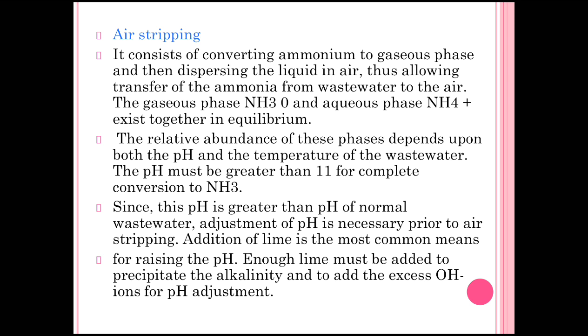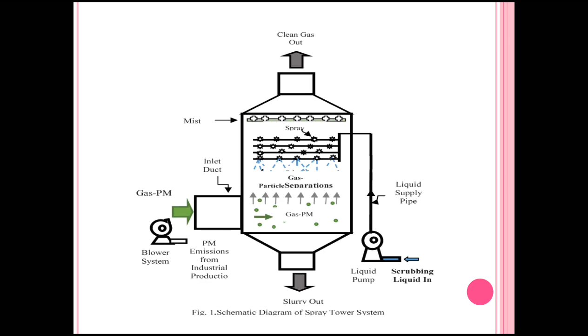The addition of lime is the most common way to increase the pH, so that we can remove the ammonia from that wastewater into the air. From raising the pH, enough lime must be added to precipitate the alkalinity and to add the exposure of OH ion for the pH adjustment.